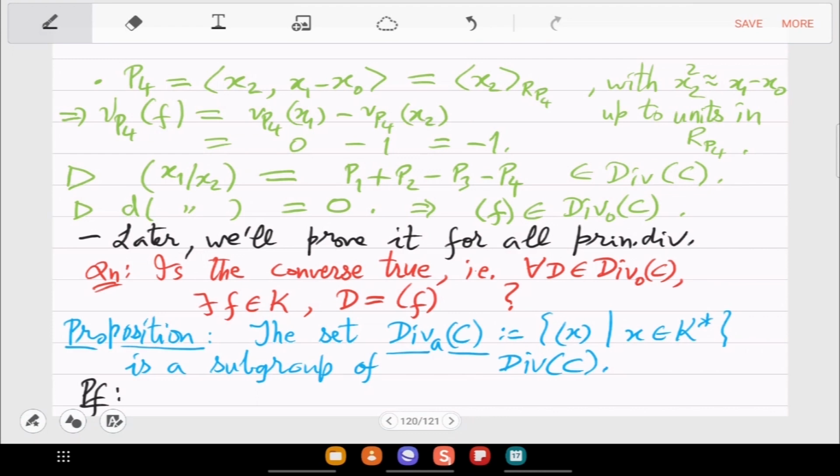So suppose you have x and you add it to y. I'm claiming that x plus y is also in div AC. Why is that? What should I put here? In the blank space, what should you fill so that this divisor equation is correct? It's an identity.